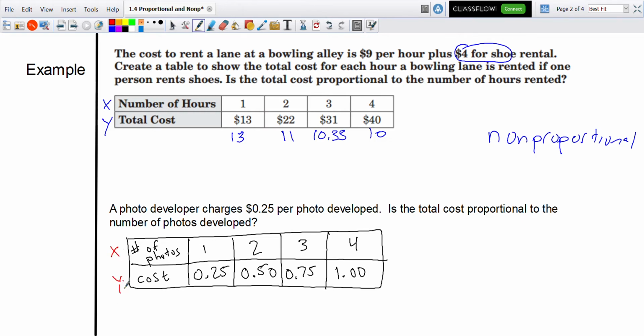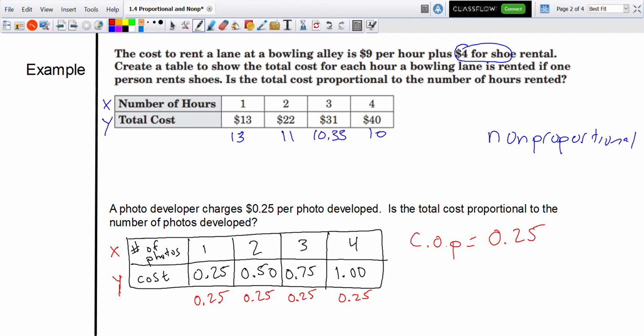So let's find our COP, see if it's a constant ratio or not by doing y divided by x. 0.25 divided by 1 is 0.25. 0.50 divided by 2 is 0.25. Y divided by x, y divided by x. You can see that it is a constant ratio. There is a constant of proportionality of 0.25.